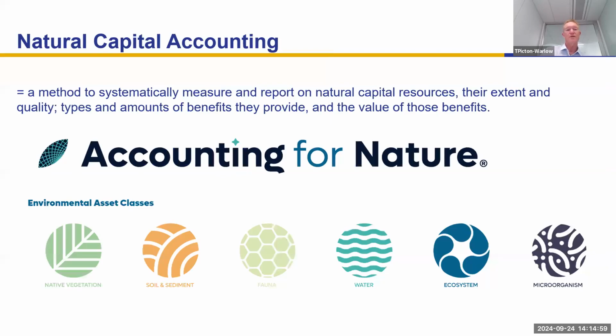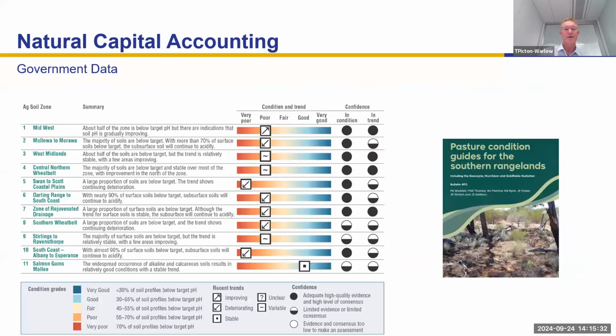Then within natural capital accounting, there are various frameworks, and one that I'd mention that I'm familiar with is Accounting for Nature. It's, as I said, systematically measuring and reporting on natural capital resources. Accounting for Nature is one framework, and its methodologies cover things like native vegetation, soil, sediment, water, ecosystem, flora, fauna, and basically the comprehensive set of methodologies that they provide.